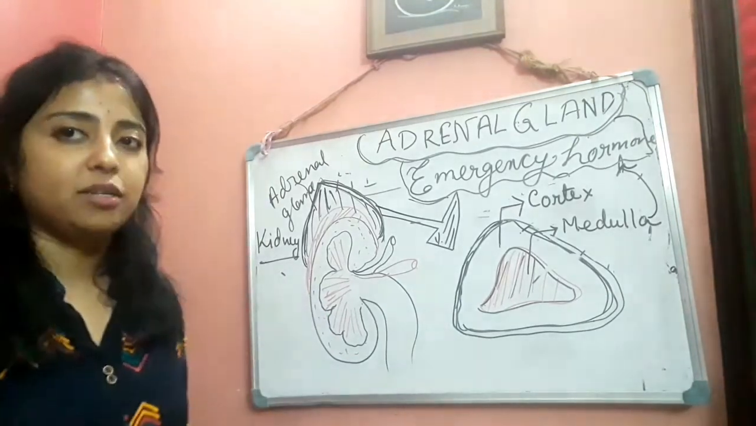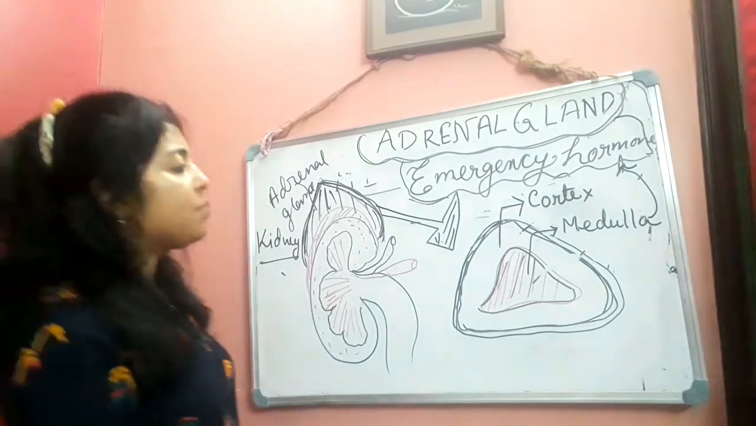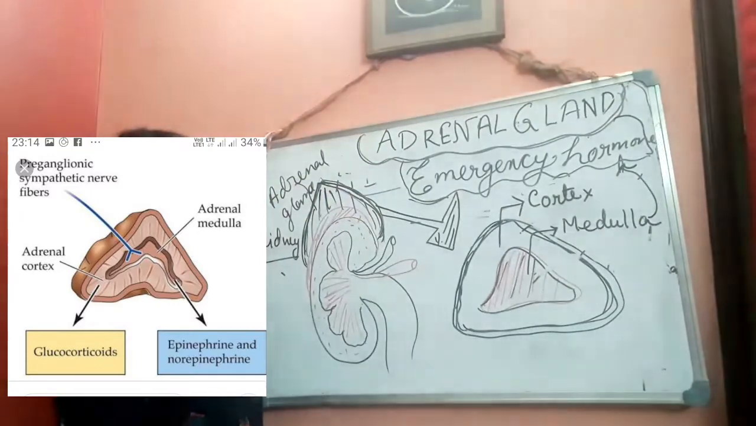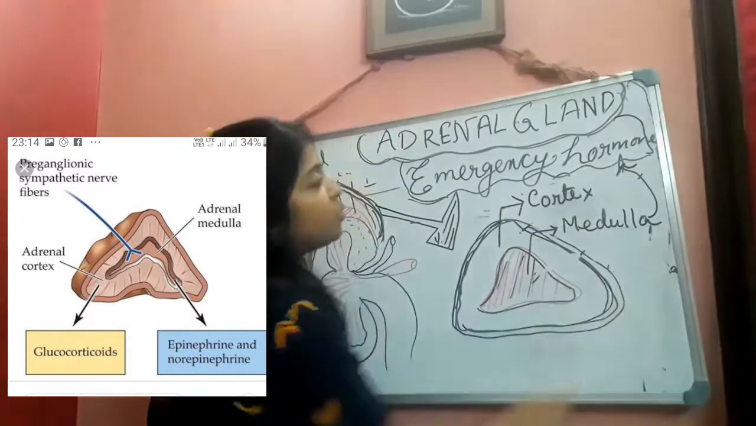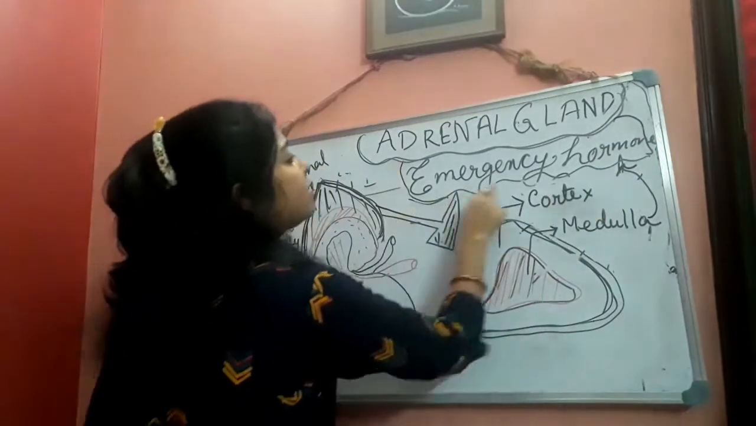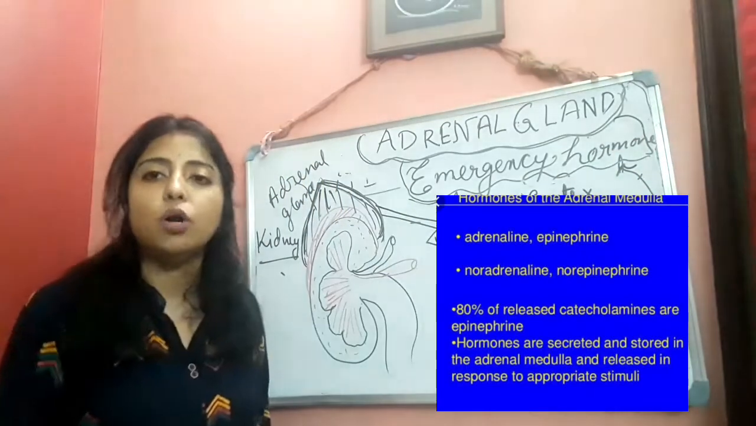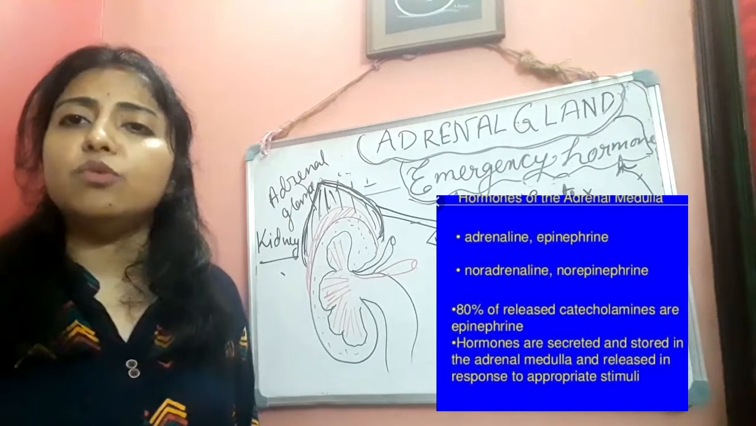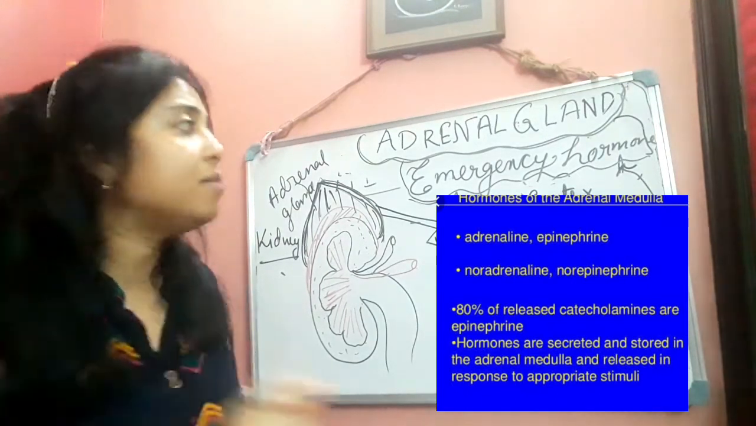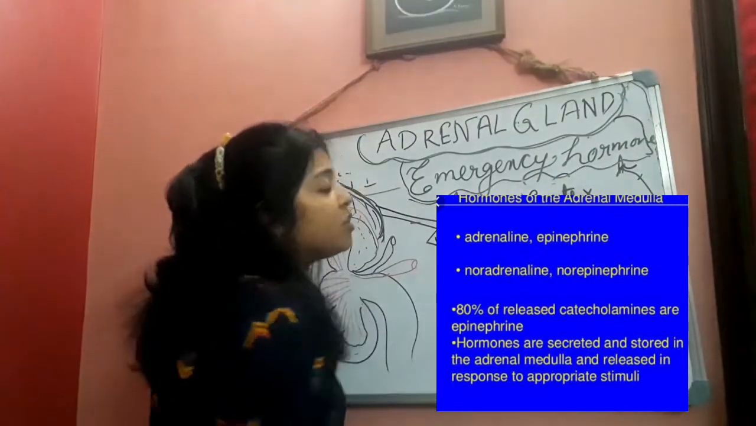That is androgen. Clear? But another part I have drawn, that is the medulla portion. What is the name? That is medulla. And here I have written one term, that is emergency hormone. Why have I used this term here for this kind of medulla?